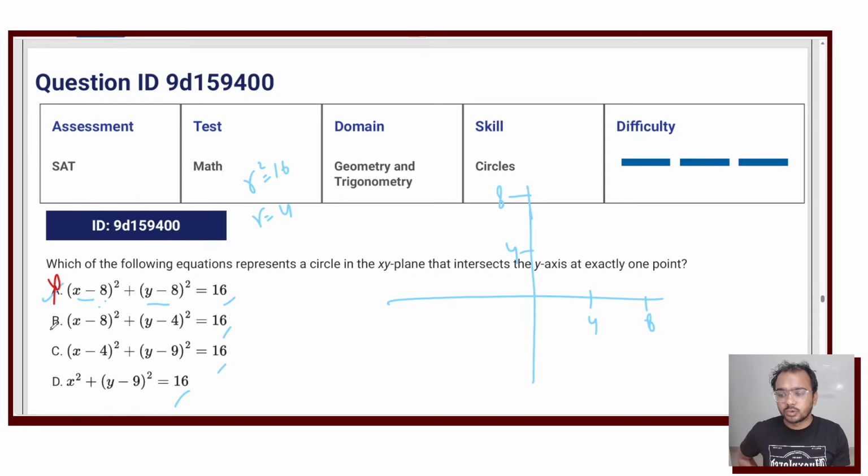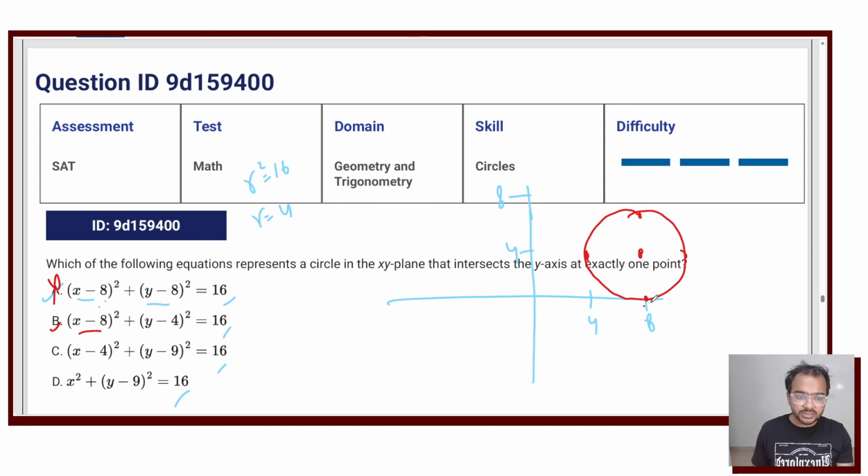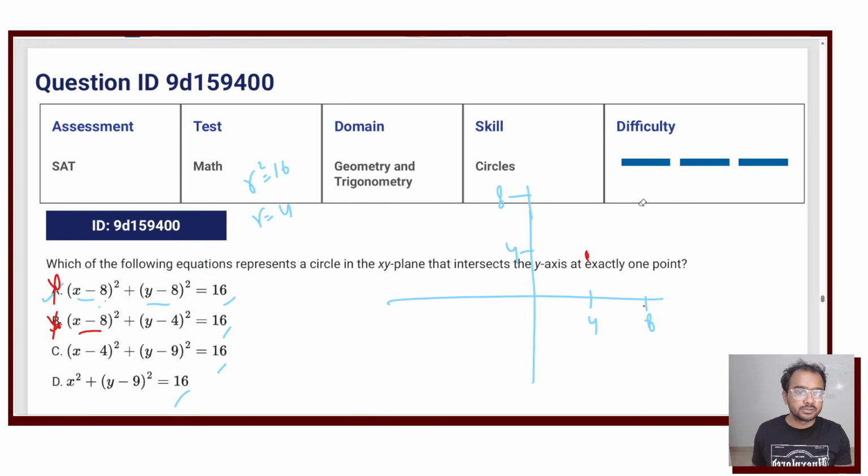What about B? You have 8, 4. So 8, 4 will be this coordinate, and the radius is 4 units. So I need to go 4 units down, 4 units up, 4 units this way and 4 units this way. So my circle will be passing through these points. This one is touching the x-axis at 1 point, but not the y-axis. So B cannot be my answer. So let's remove this as well.